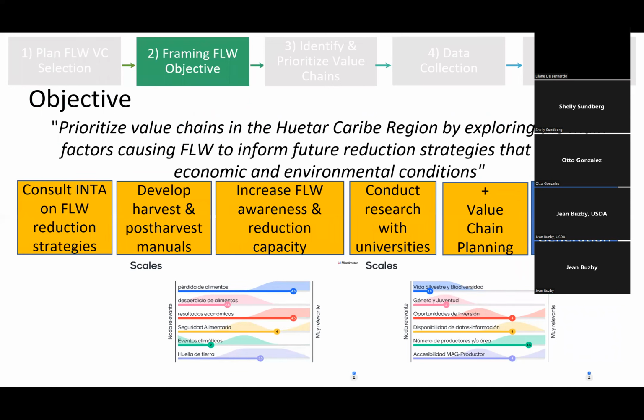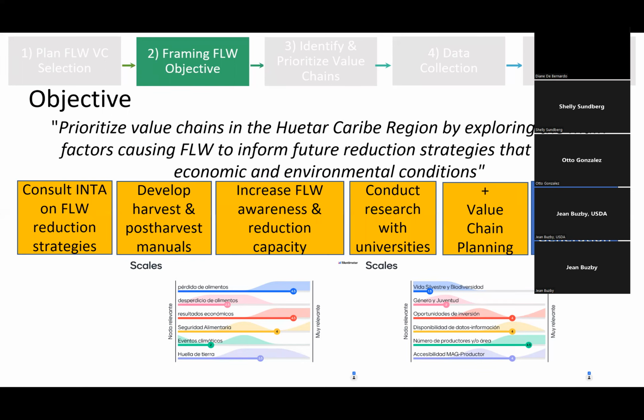So this was, of course, part of the suggestions in the guide. So as a second step, we had a framing objective session in which working especially with the core members, we were able to define that the goal was going to be the prioritization of value chains in the Caribbean region by exploring the main factors that were causing food losses and waste in order to inform future reduction strategies that would come to improve the economic and environmental conditions.